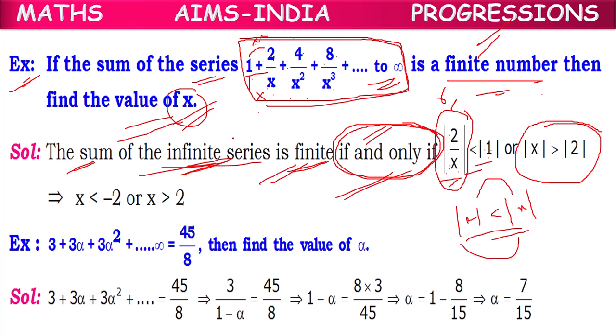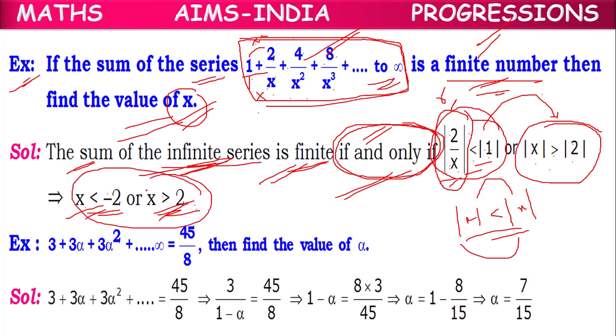So this infinite series will have a finite sum under this condition, which means modulus of x greater than modulus of 2 indirectly means x should be less than minus 2 or greater than 2. So this is the value of x according to the question.